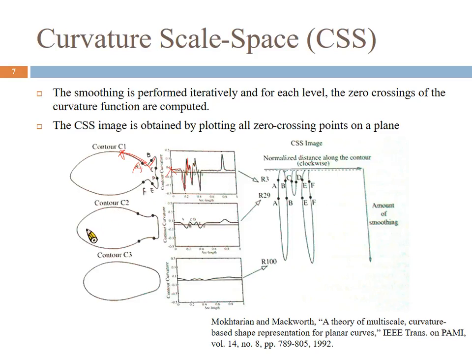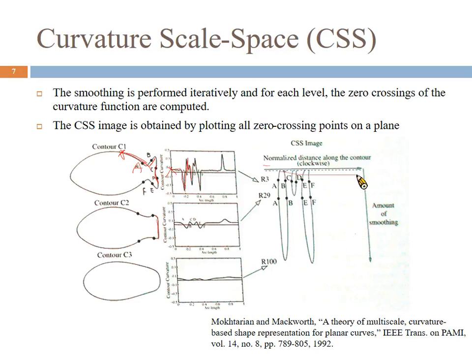And if we apply a small-scale smoothing, then points C and D may disappear. Because the curvature here is quite small, after smoothing it will become a straight line. So here we may get a curvature distribution like this, and if we apply more severe smoothing, then we can get all the curvatures positive. Based on this distribution, we can construct a CSS image like this.